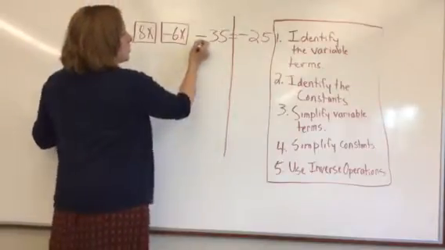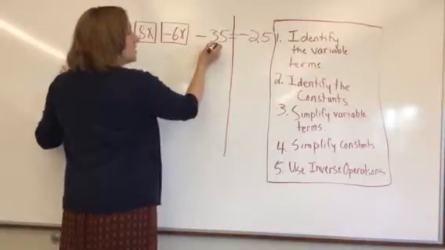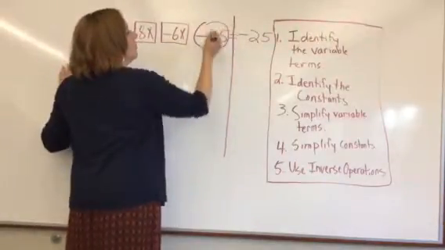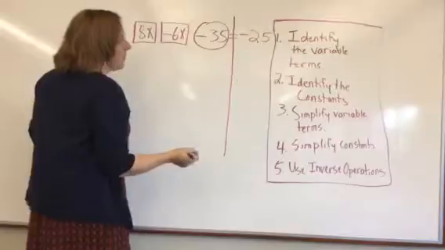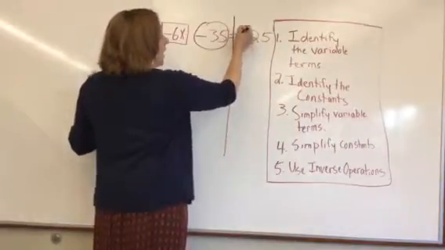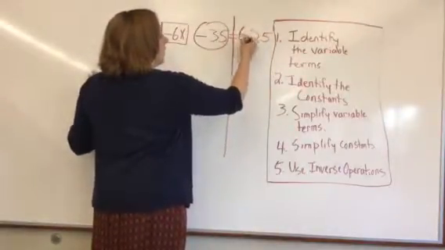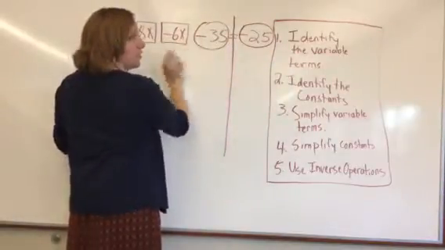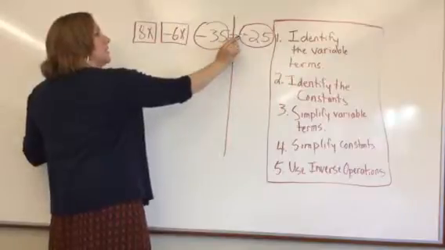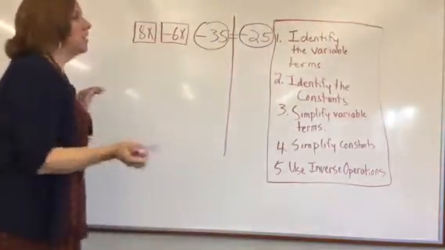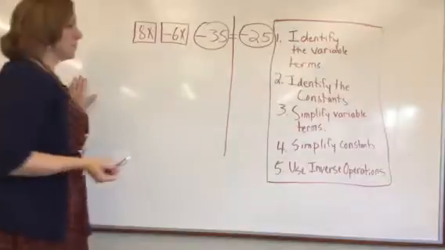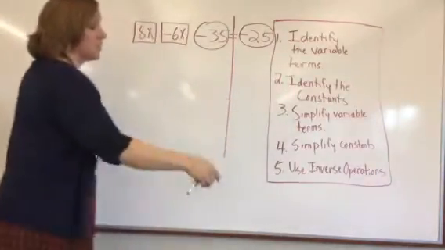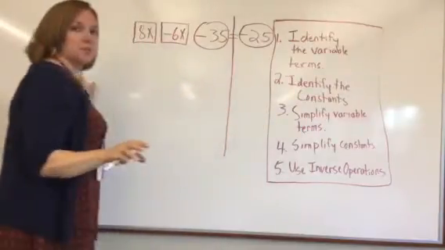Now I go to my next term, which is minus 35. That is a constant. It does not have a variable with it, so I am going to circle my negative 35. Equals, and then I have one more constant over here, negative 25. Again, I'm keeping the sign that's immediately to the left of the 35 with the 35, and the sign immediately to the left of the 25 with it. So I've identified my variable terms, and my constants also. I want to simplify my variable terms now.